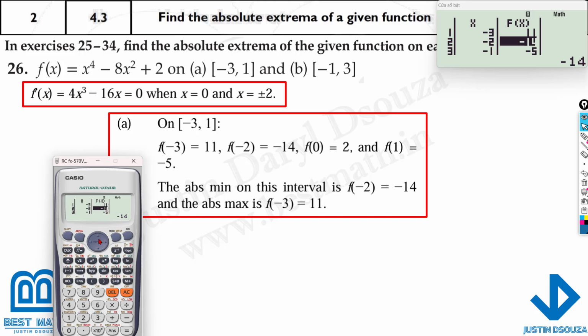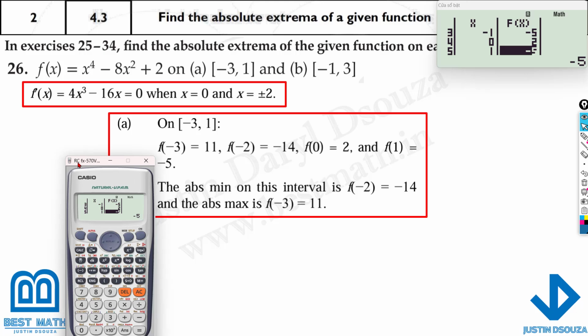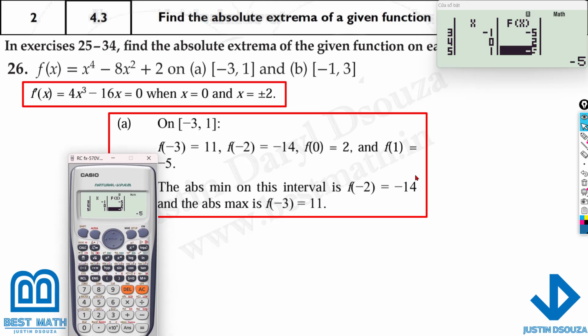What about the maximum value? Is it 11? Let's just look at the values. Yes, it's 11. So maximum is -3 at 11. And these are the critical numbers, but the critical numbers are in between points. So the absolute minimum over here is at -2, that's -14, and maximum is -3. Just using this graph, you can easily find this out.